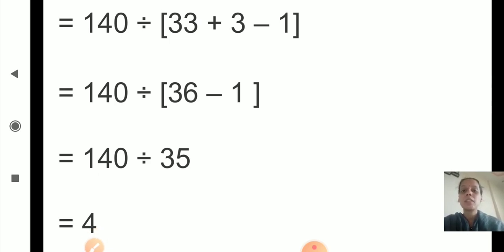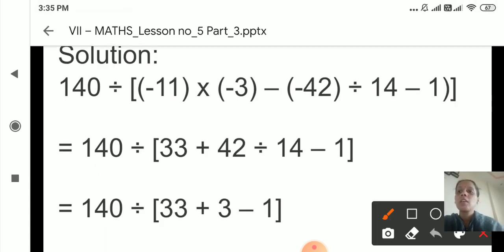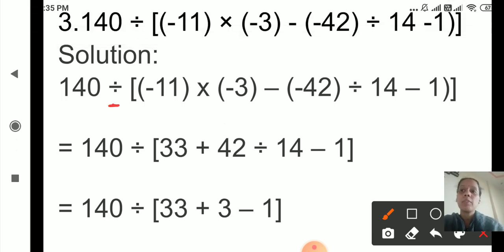What we did in the third sum, we solved the bracket first, and once we solve the bracket, then we can do the division here. Okay, we will not start with the division first, we will solve this bracket and then at last we'll do the division. Okay, 140 we will write as it is.